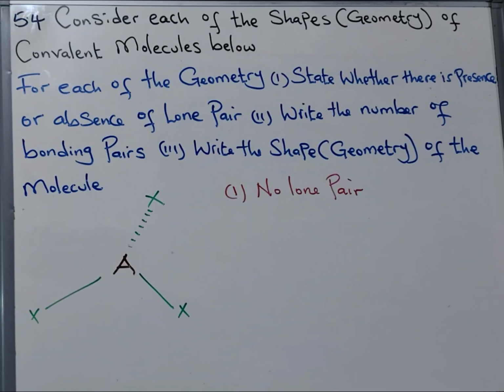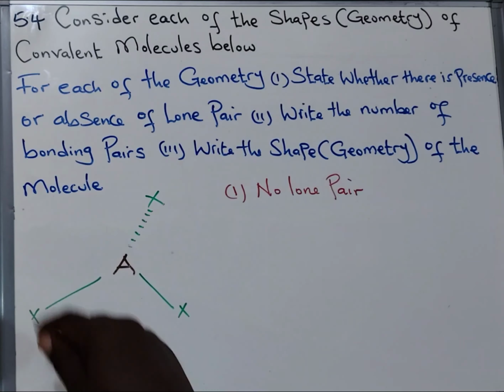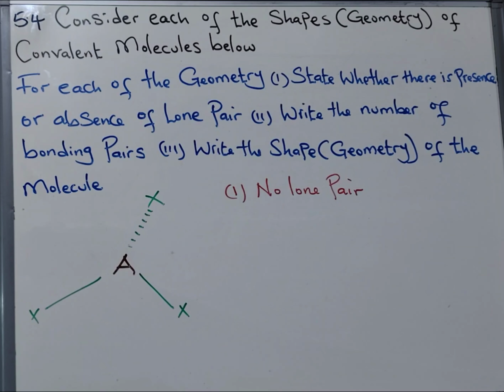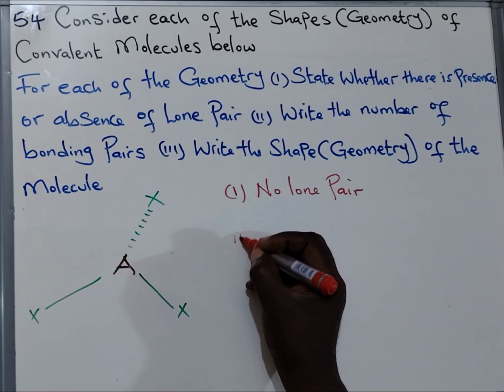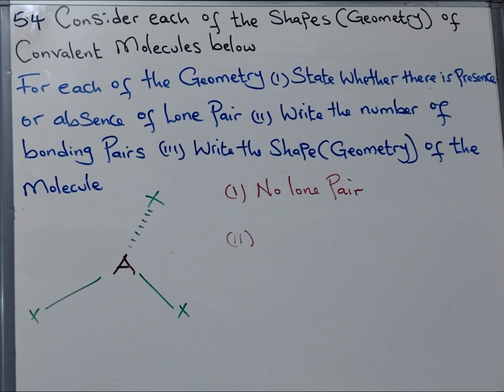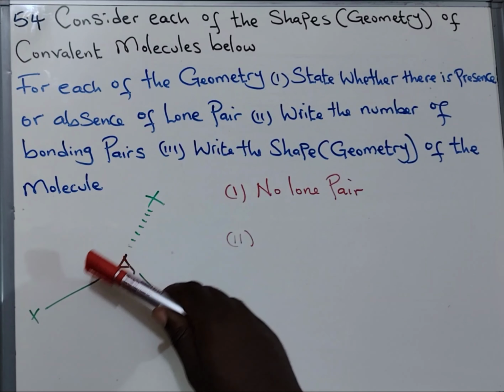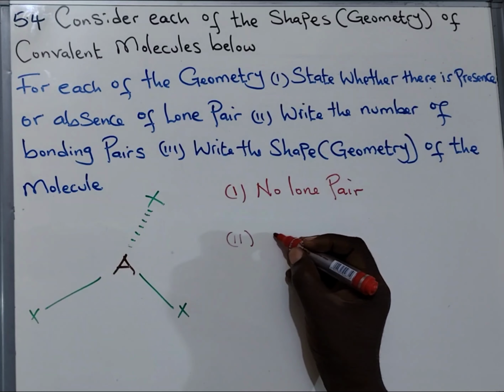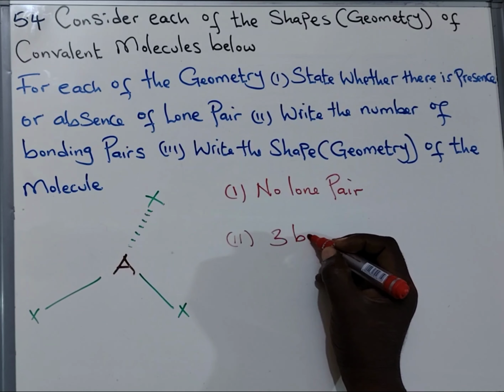The shape shows that there's nothing pushing these bonding pairs. They are spreading out. So let us go to number 2. What does it say? Write the number of bonding pairs. Okay. This is 1, 2, 3. So the answer is 3 bonding pairs.